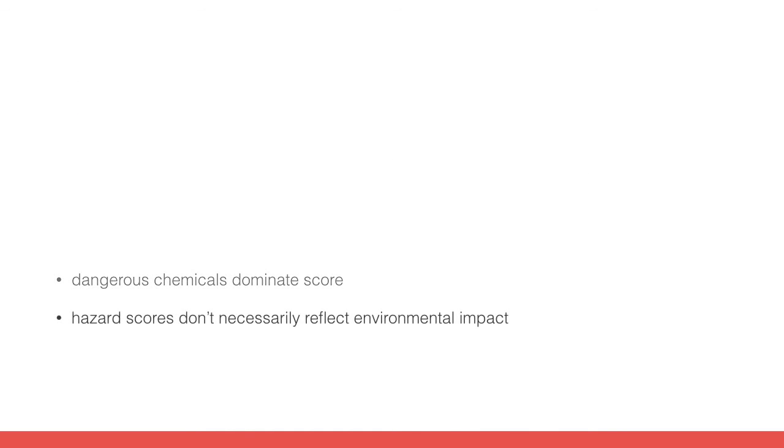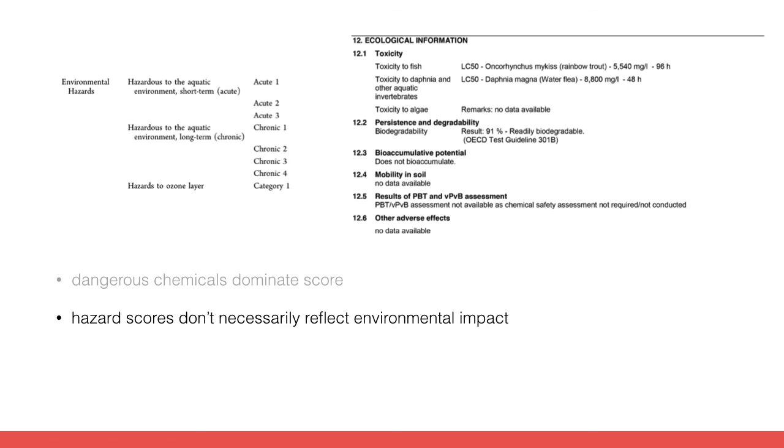The second is that the hazard scores don't necessarily reflect the environmental impact. They're only really thinking about three things: the hazards to aquatic environment, both short-term and long-term, and hazards to ozone layer. There are a lot of different places that chemicals can manifest themselves in the environment that aren't being considered here. These are just three data points that we have a lot of information for.